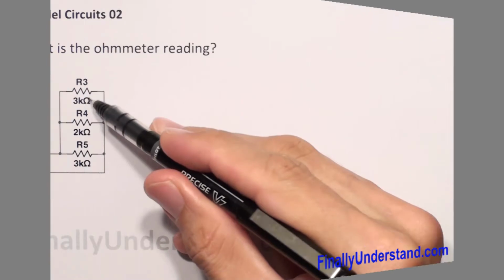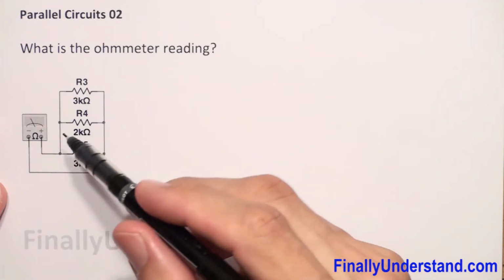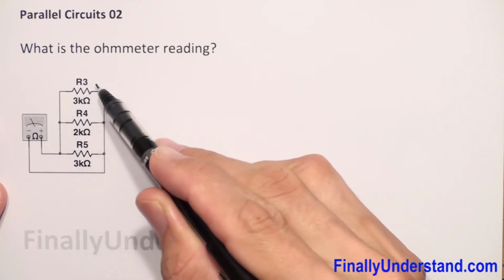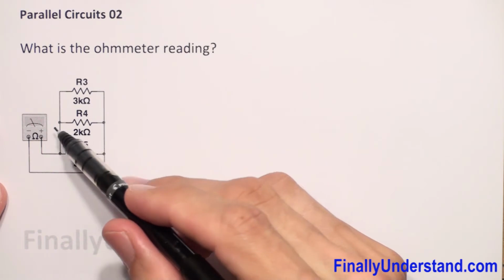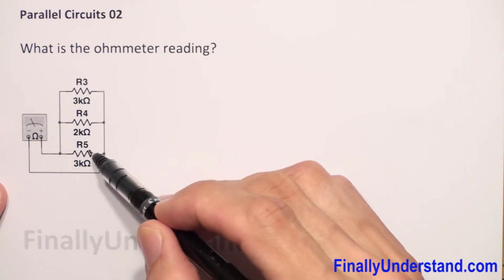Let's take a look at this example. This time we have 3 resistors connected in parallel. In parallel because the total current is going to split into 3 currents. Okay, so I'm going to have current I3, I4 and I5.